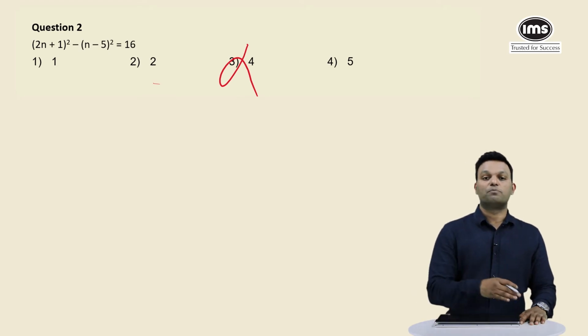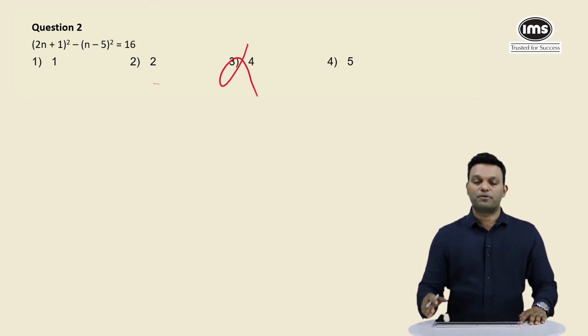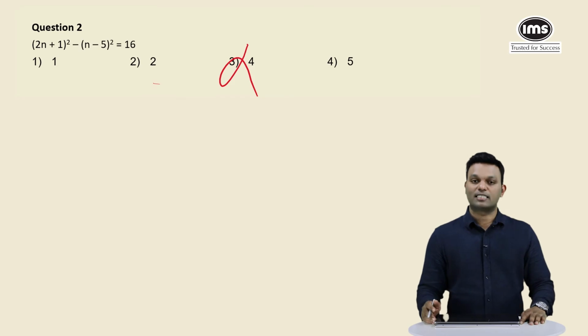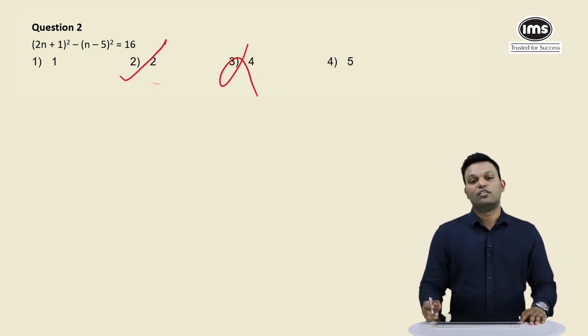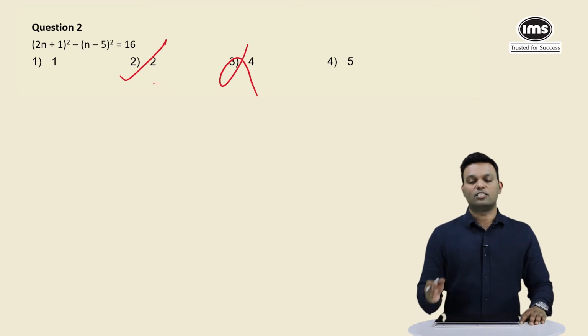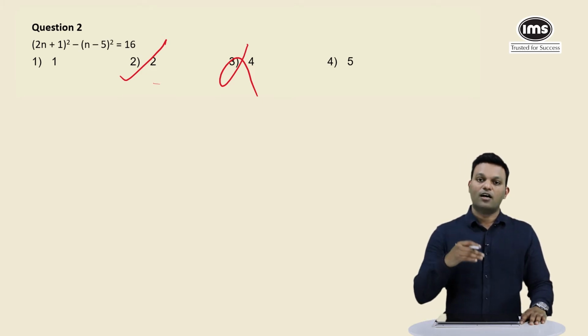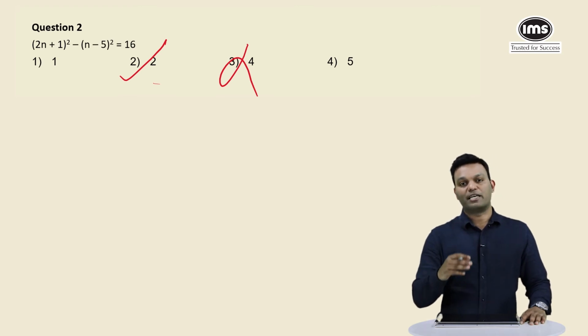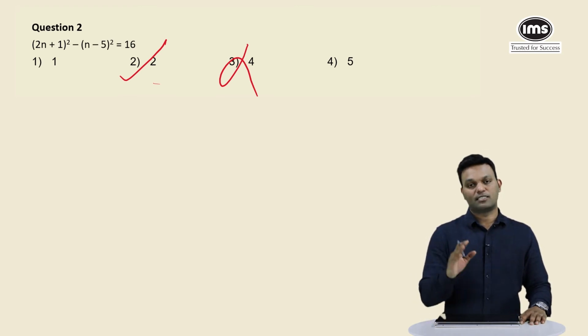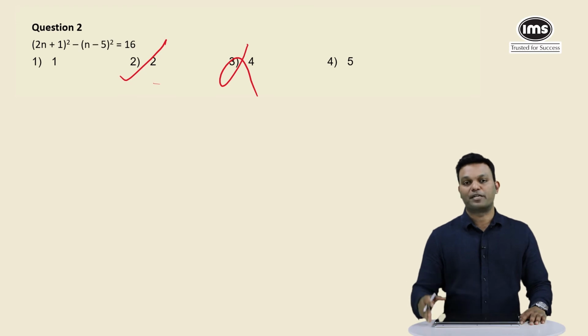So rather I use the previous one. What is the previous one? The previous one is option number 2, which is 2. If I substitute 2 in the given equation, I'll get 16. Hence my answer is the second option. So the best way here is just to substitute and check the middle option to see if it is correct or not. If not, then go for the previous one. That's the best way of actually saving your time and doing the sum in an appropriate manner.